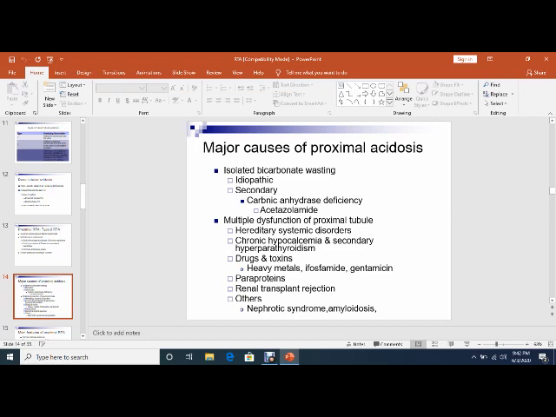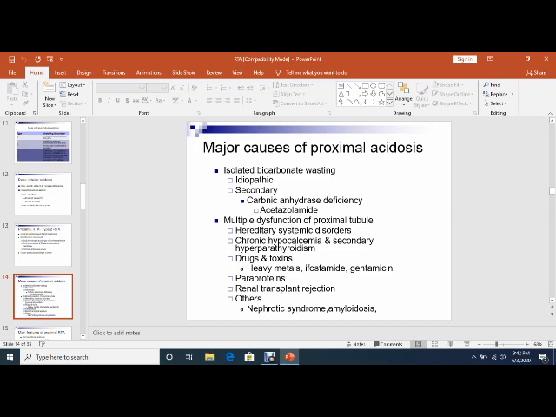What are the common causes of proximal acidosis? They are divided into isolated bicarbonate wasting, either idiopathic, where the cause is unknown, or secondary causes in which there is enzyme deficiency, carbonic anhydrase deficiency, or if you use the acetazolamide drug, that also leads to this proximal RTA.